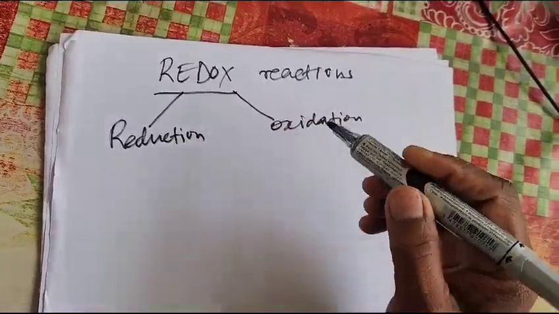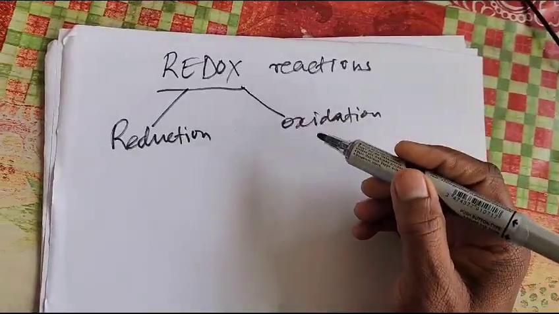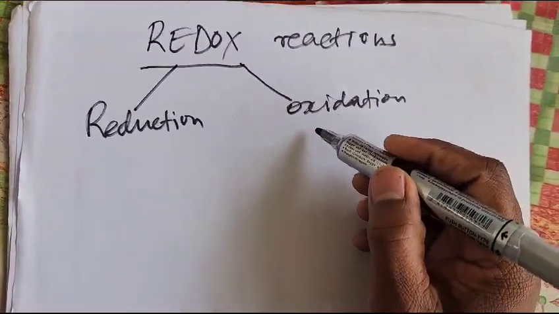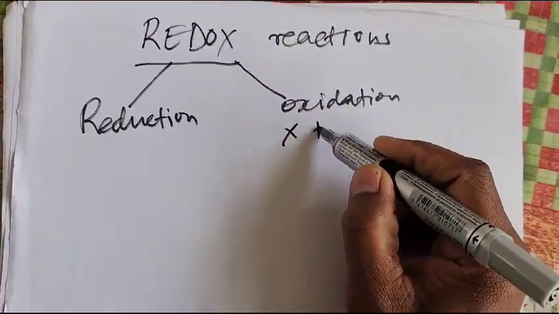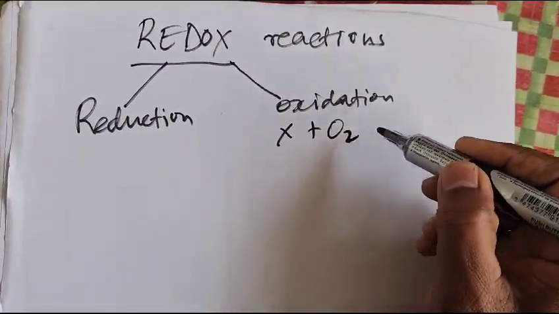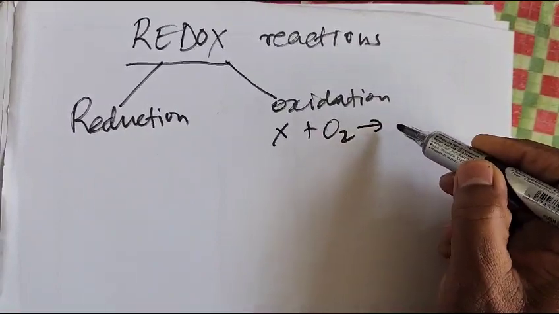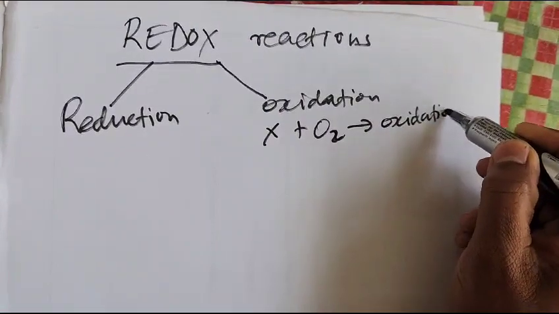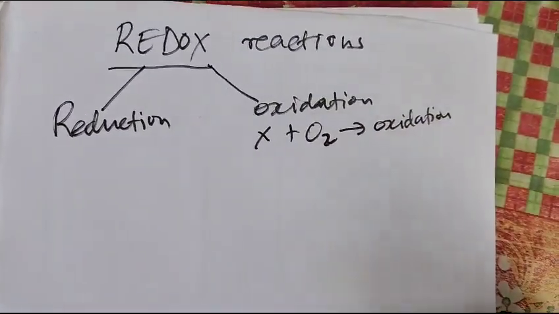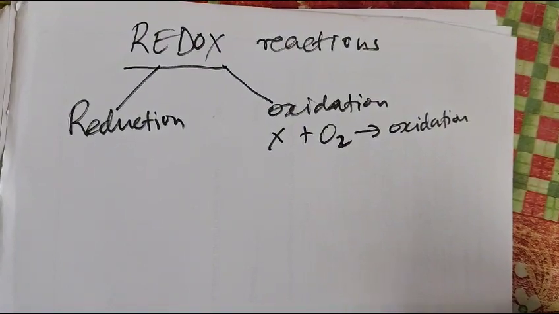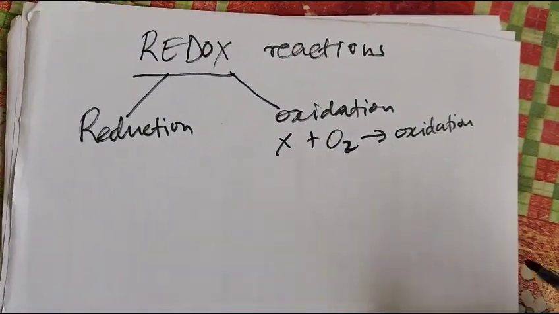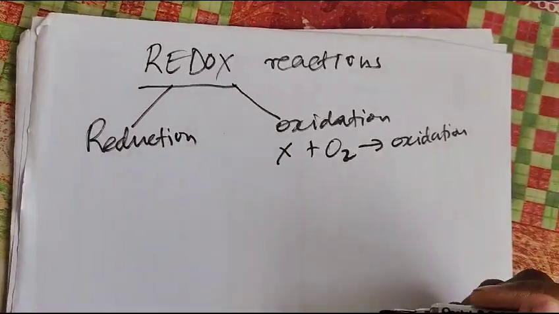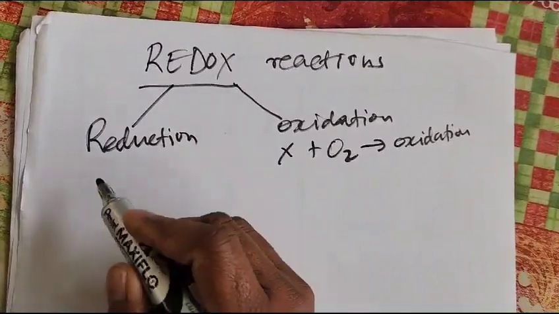Now, oxidation in the olden days was perceived as when any substance reacts with oxygen, it undergoes oxidation. So oxidation was just when a substance reacts with oxygen, then it's oxidized. But now oxidation is no longer like that. We'll give you an example.